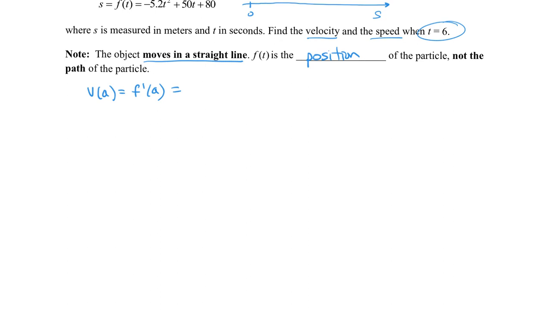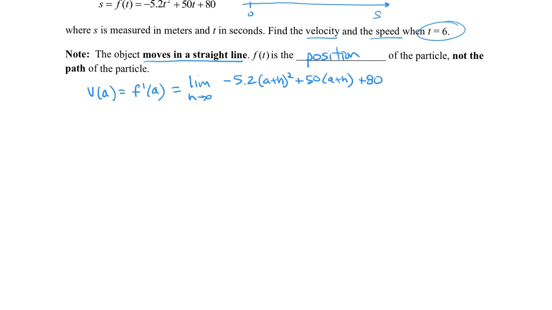It's the limit as h approaches 0 of f of a plus h minus f of a, all over h. So in this case, we've got the limit as h approaches 0 of f of a plus h. Well, remember, this is our function f of t. So if I want f of a plus h, I need to put an a plus h here and an a plus h here. So that would give me negative 5.2 (a plus h) squared plus 50(a plus h) plus 80. All right, so this is f of a plus h.